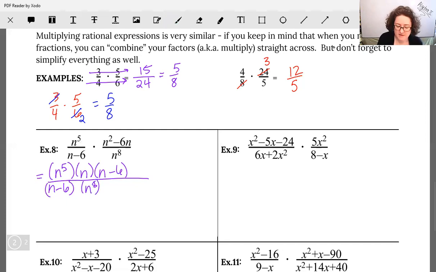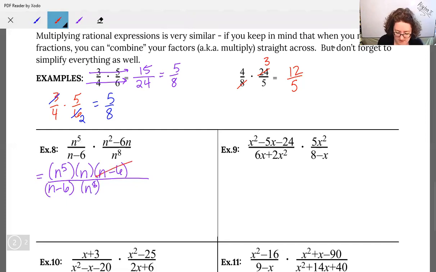So first off, let's cancel out the bigger factors. N minus 6 can simplify out. So let's think about what we have left. We have n to the 5th times n, aka n to the 6th. We have n to the 8th. So do we have any common factors that we can take out?